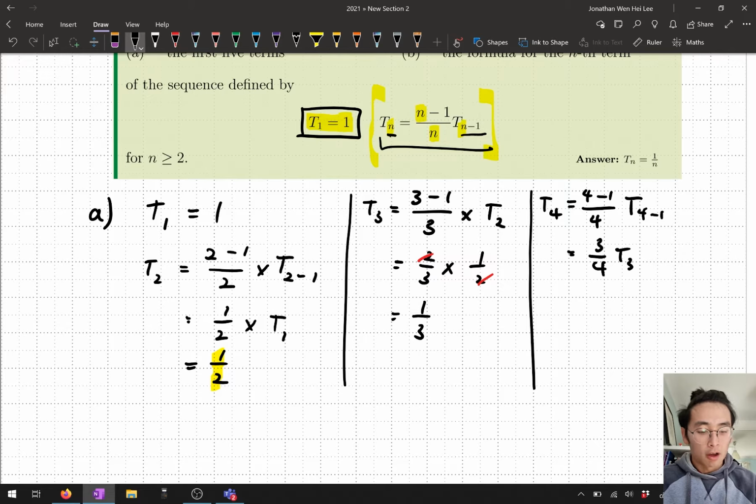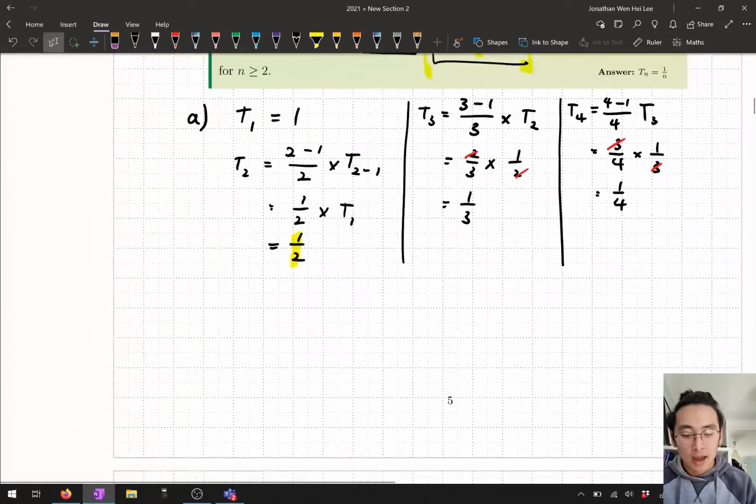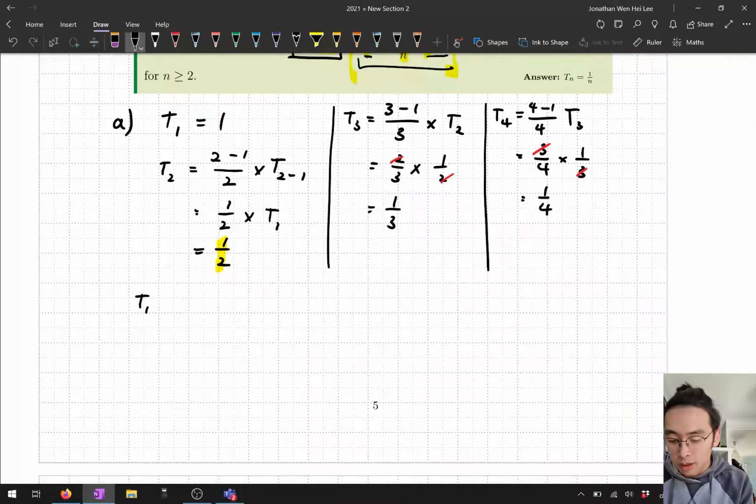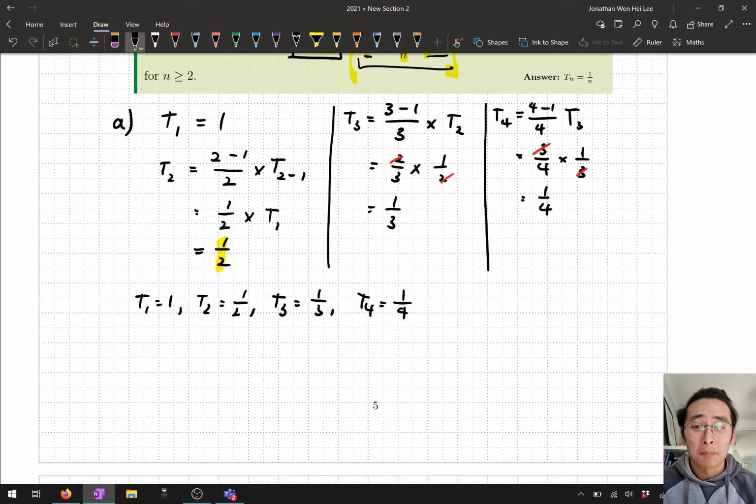Now T3, oh actually I can do it here. So that's just T3. And from the previous part, I got T3 is equal to 1 over 3. And when I simplify this, I get 1 over 4. Now, if you have a look at all of these numbers and the terms that they correspond to, here I had T1 is equal to 1, T2 is equal to a half, T3 is equal to a third, T4 is equal to 1/4.